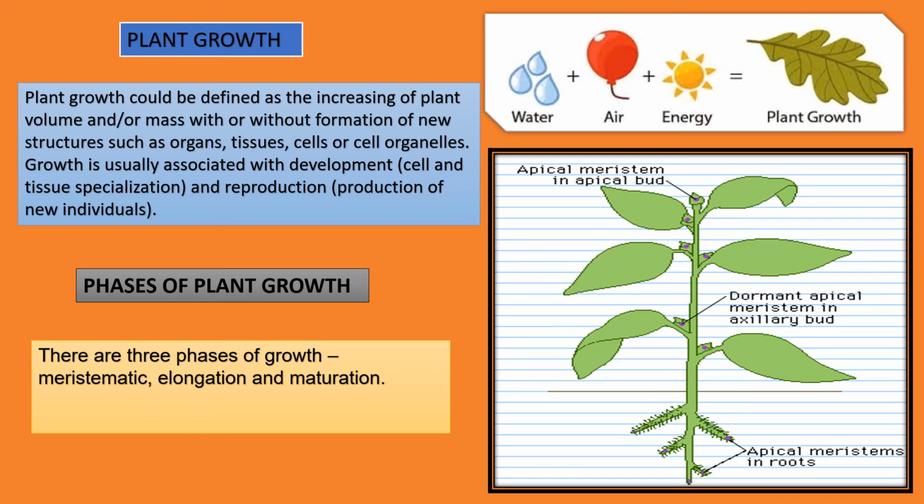There are actually three phases of plant growth: meristematic, elongation and maturation. You can see in the second diagram, a small plant is growing and ultimately it is becoming a matured plant. Apical meristem in apical bud has been marked. Dormant apical meristem in axillary bud has been marked. And the last one is apical meristem in roots.